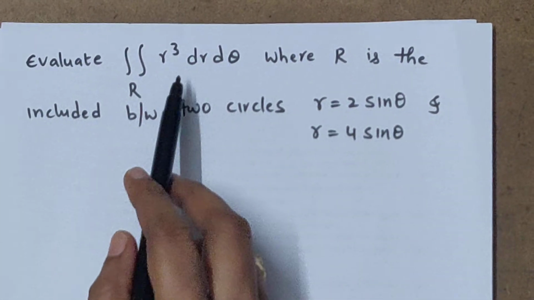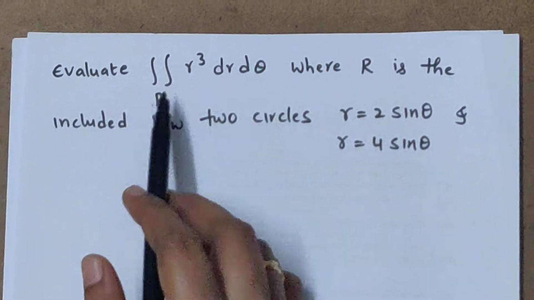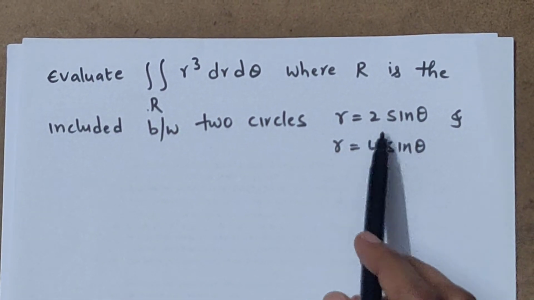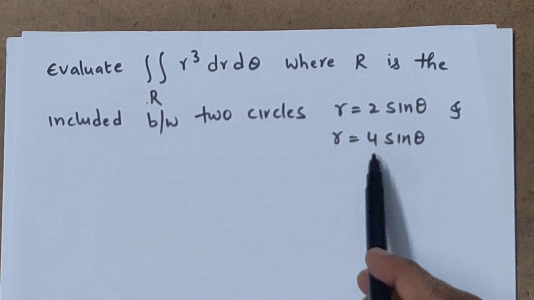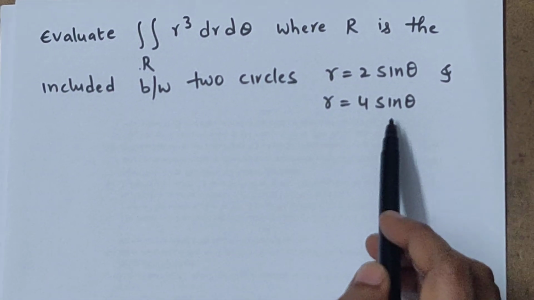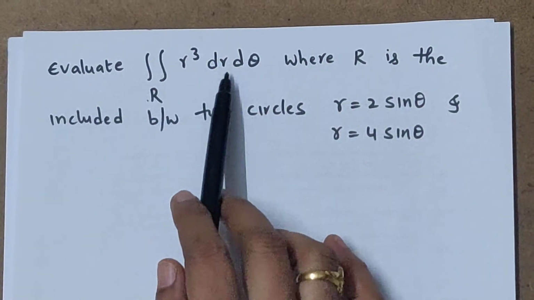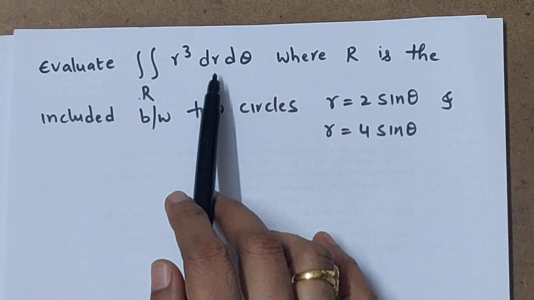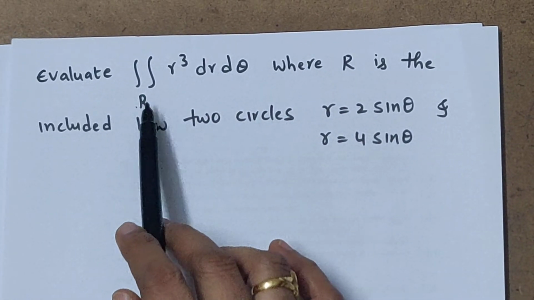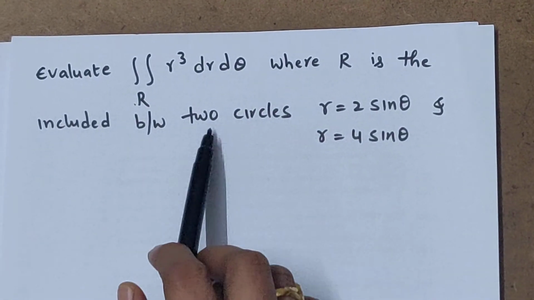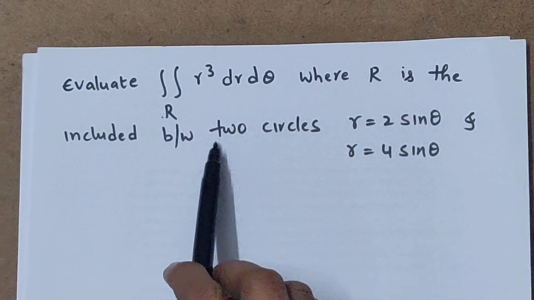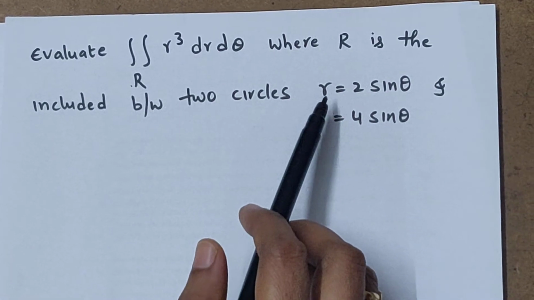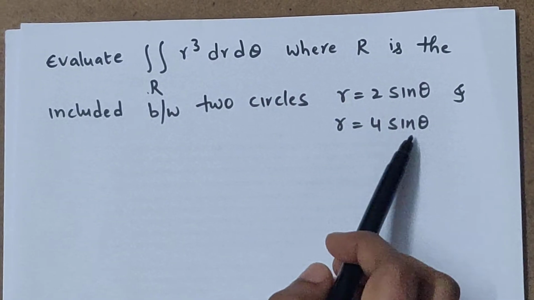Evaluate the double integral of r cube dr d theta, where R is the region included between two circles, r equal to 2 sin theta and r equal to 4 sin theta. The problem is a polar double integral problem. With respect to r and theta, we have to do the integration over the region R. Regarding the region R, the information is that it is in between the circles r equal to 2 sin theta and r equal to 4 sin theta.